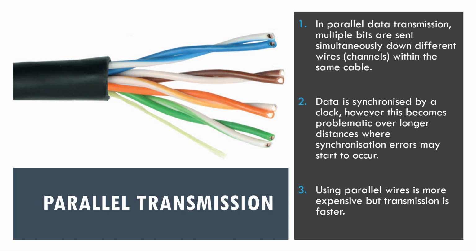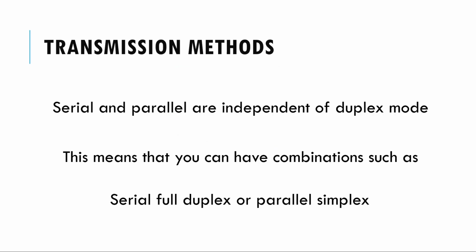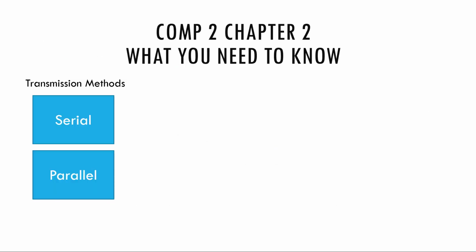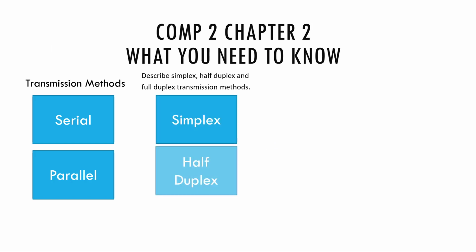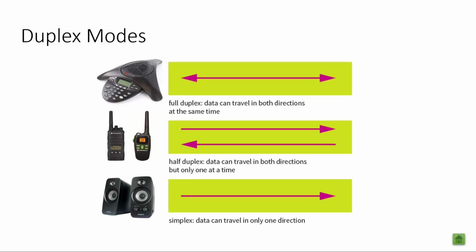So serial and parallel are independent of duplex modes, which means you can have different combinations. So you can have serial full duplex, or you can have parallel simplex as well. And you should remember your duplex modes, which we will talk about. So let's have a look at those. Simplex, half duplex, and full duplex. And that's all you need to know really. You need to know examples of them.